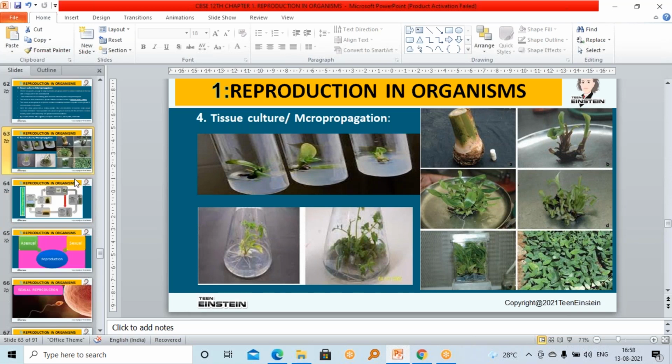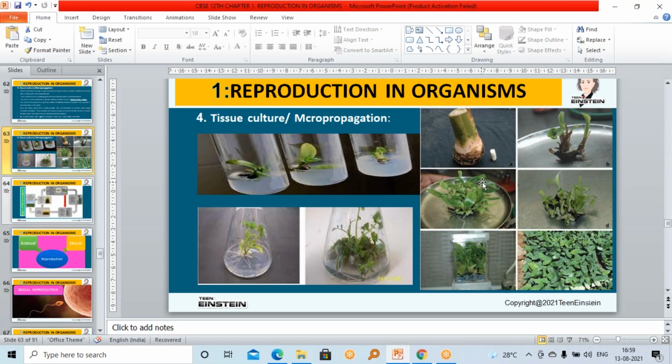In this method, we are doing the culturing of plant cells from different parts. See, what is this? A sucker of a banana. This is the sucker of a banana plant. So from different parts we are producing many plants. That is what they are doing in tissue culture: culturing plant cells from different parts of the parental plant.